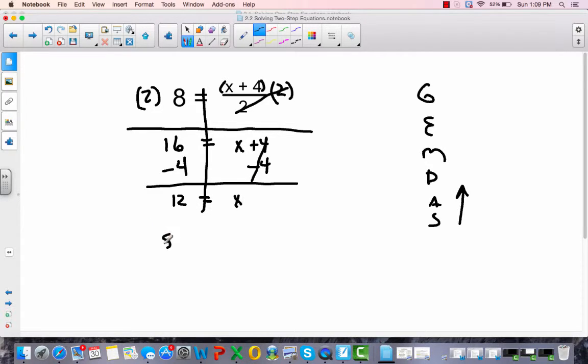And we check, 8 equals 12 plus 4 divided by 2. That gives us 8 equals 16 divided by 2, and 8 equals 8. Check.